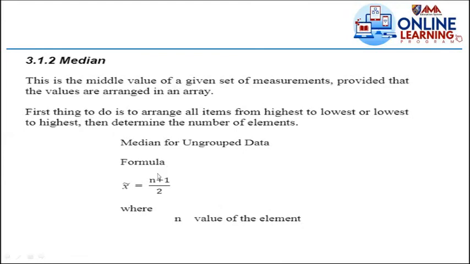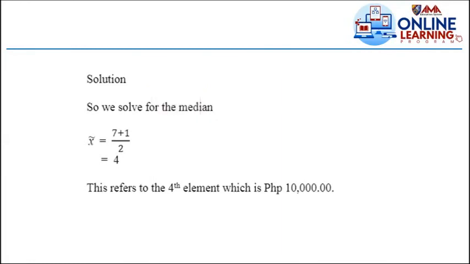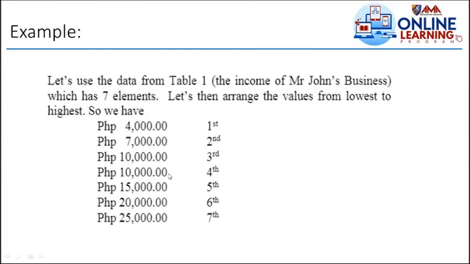When we have 7 elements, using this formula, 7 plus 1 is 8 divided by 2, which means the median for the ungrouped data refers to the 4th element. So from our table, our 4th element is equal to 10,000. So we solve for the median: 7 plus 1 divided by 2 is equal to 4. This refers to the 4th element, which is 10,000. So that's the median. Earlier, our mean was 13,000. Now, our median is 10,000.